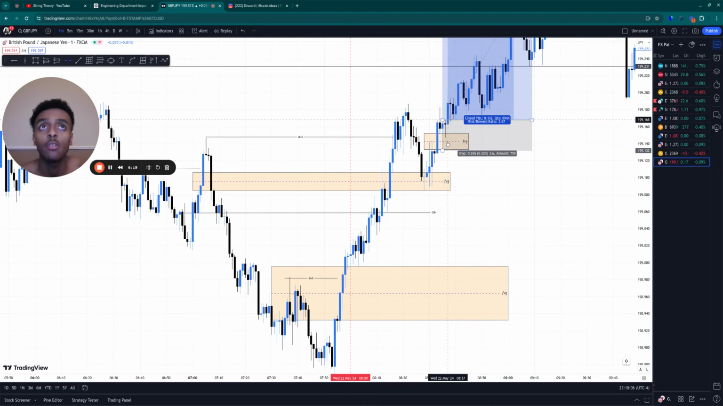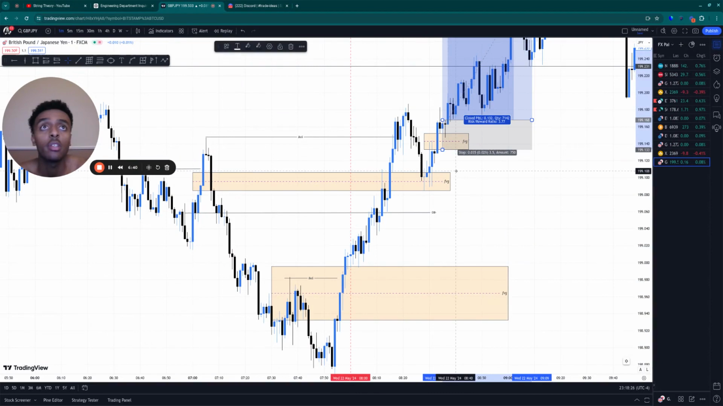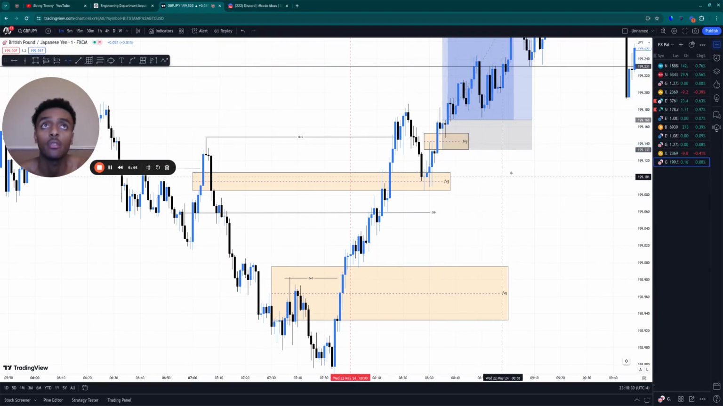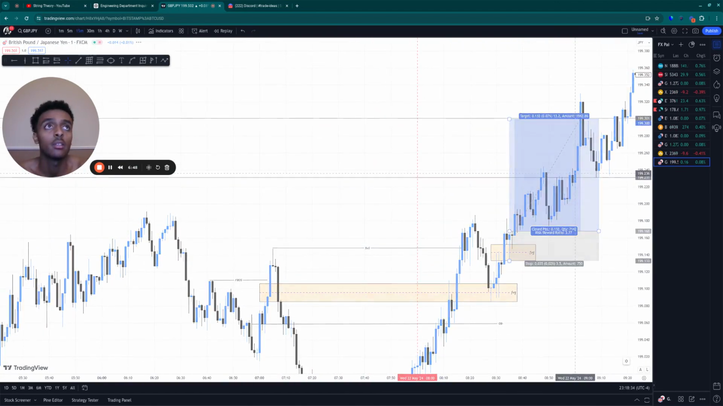I execute off here, leave my stops under the last fill of the imbalance, because guess what? At this point, if price wants to come down, it's going all the way back down here. So it almost makes no sense for us to have our stops all the way down here. We're looking for negative RR. This was the last point that price mitigated that it should not come to, considering its bullish reaction off of it.